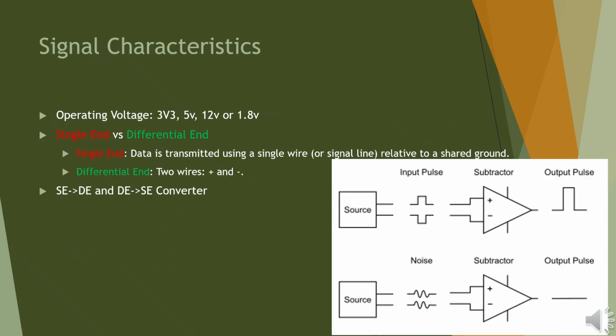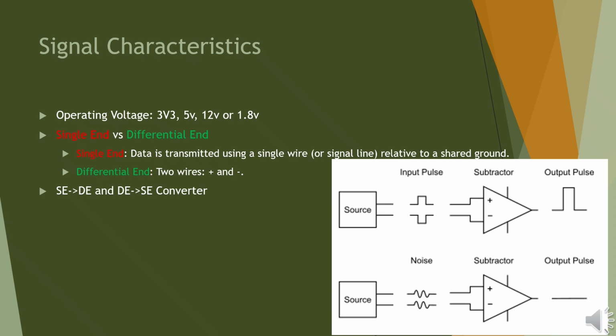This is one of the most important concepts in communication wiring: the difference between single-ended and differential signaling. In single-ended communication, data is transmitted through a single wire referenced to a common ground. It's simple and cost-effective, but more vulnerable to electrical noise and voltage drops, especially over long distances. Typical examples include UART and I2C, which operate at voltage levels such as 3.3 volts or 5 volts.